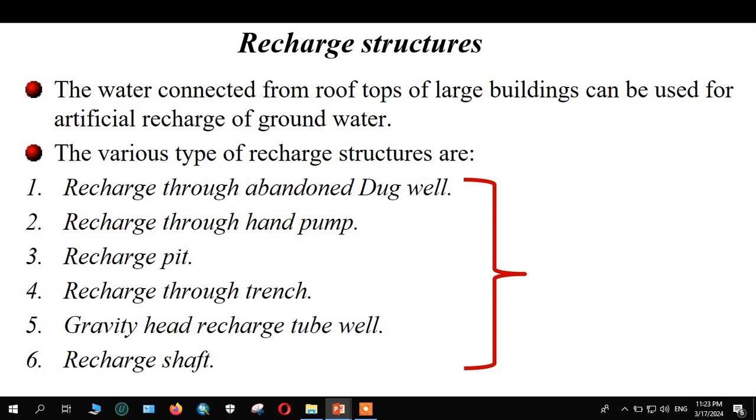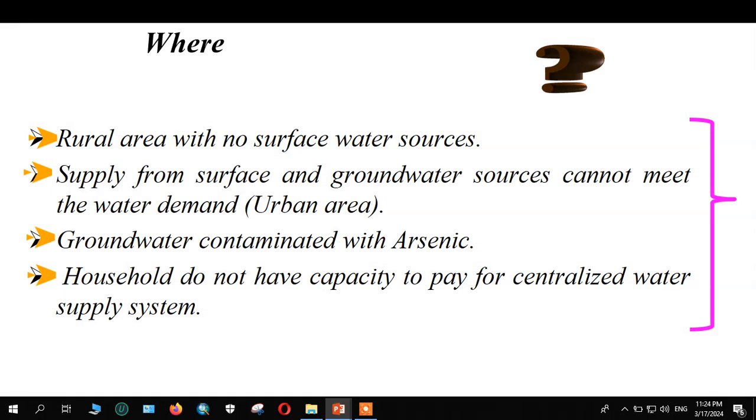Another one is the recharging structure. After rain, one advantage of rainwater harvesting is recharging groundwater and building up the groundwater level, that is by artificial recharge. The water collected from the rooftop of a large building can be used for artificial recharge of groundwater. The various types of recharge structure are: recharge through abandoned dug well, recharge through hand pump, recharge through pit, recharge through trench, gravity head recharge, tube well, and recharge shaft. This is how we recharge groundwater.